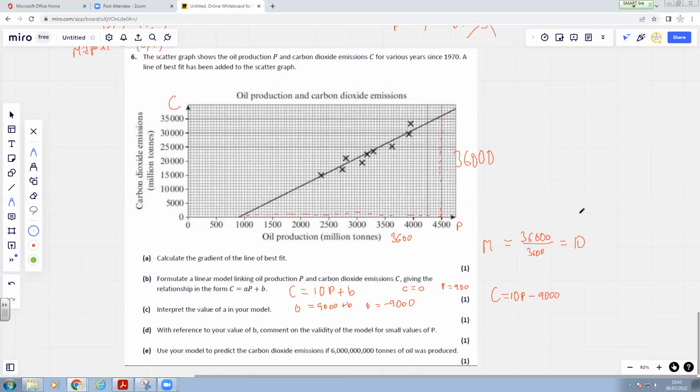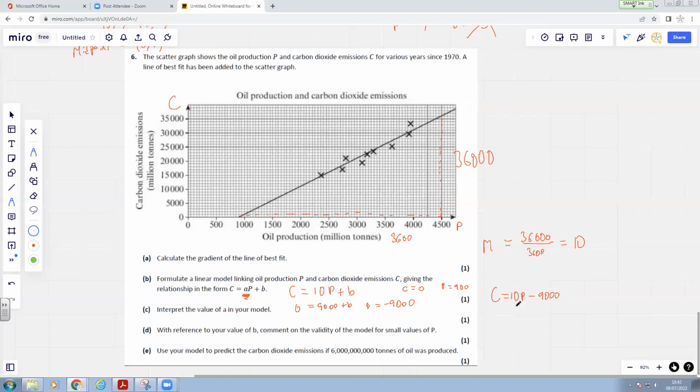Now they want us to interpret the value of A in our model. What is the value of A? It is the gradient, which is the rate of change. Gradients are always rates of change. Students find this quite difficult. I'm not surprised. It is difficult. What does the rate of change mean in this?